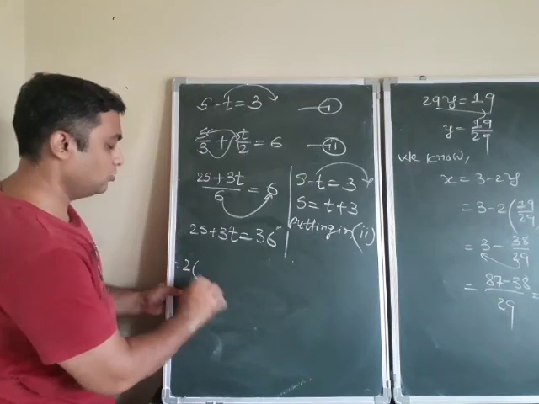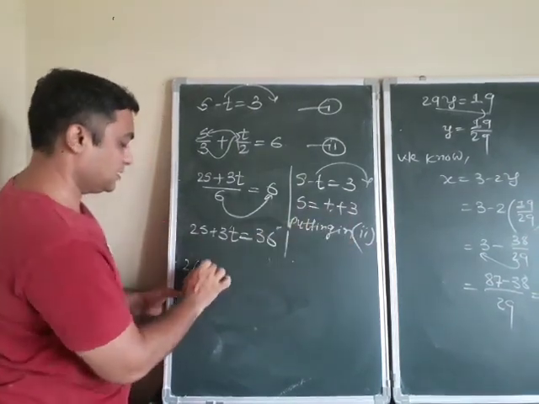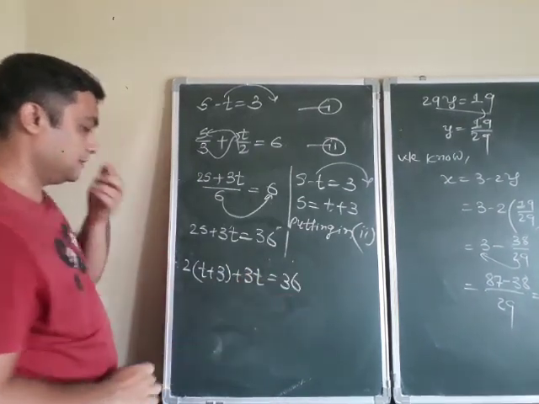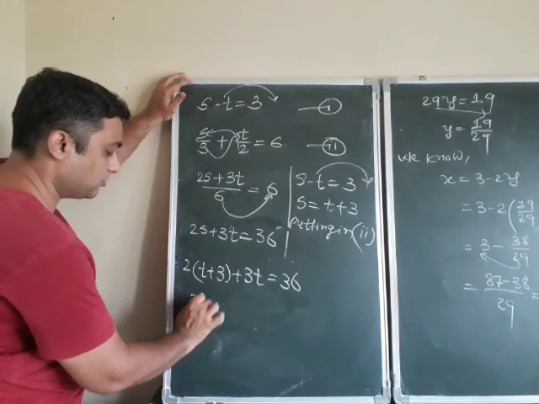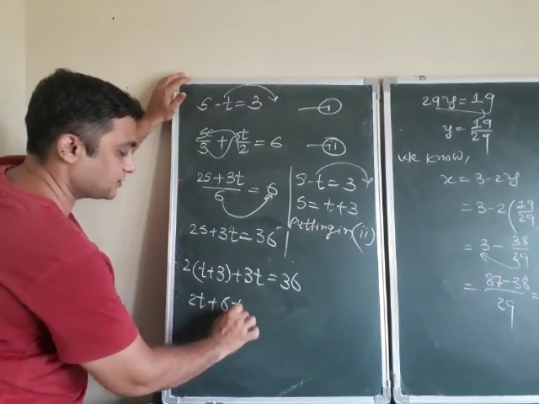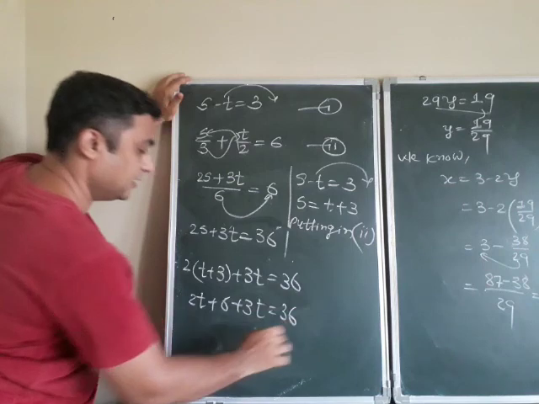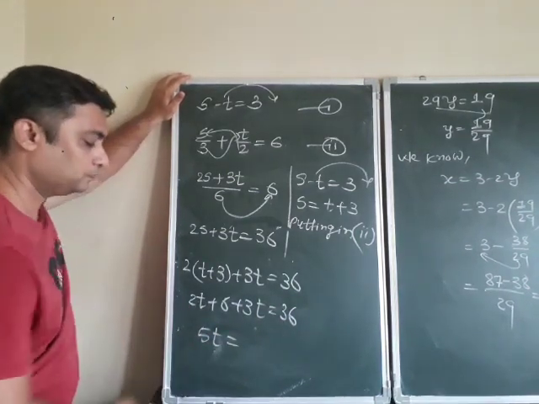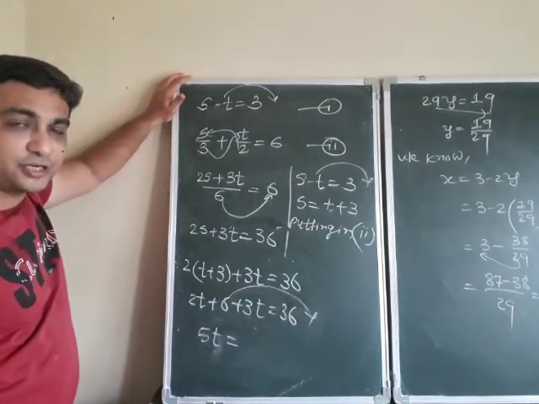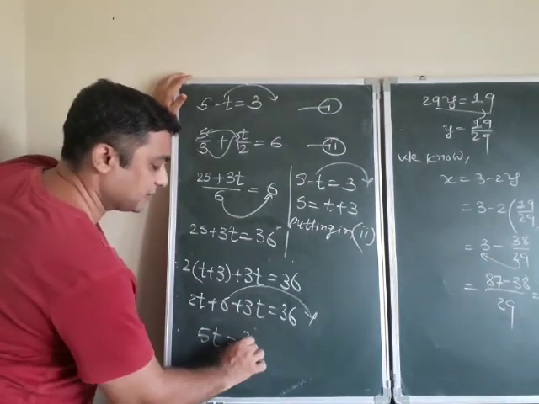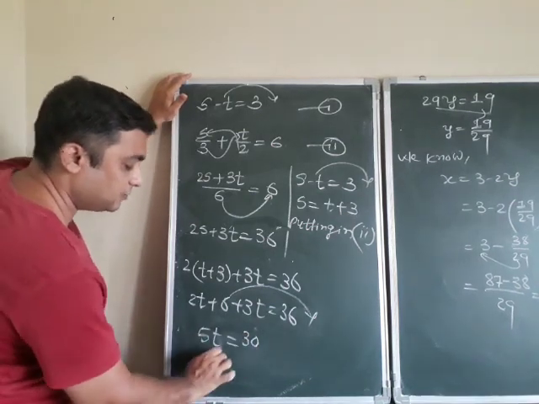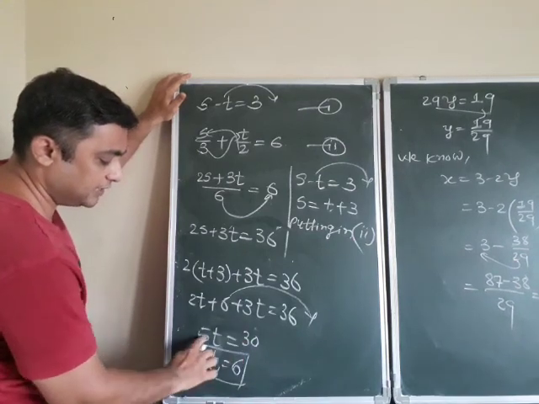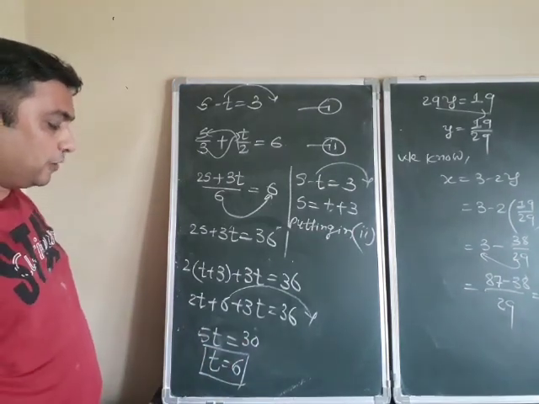So therefore 2 times the value of s, which is t plus 3, plus 3t is equal to 36. Now 2 into t is 2t, plus 3 into 2 is 6, plus 3t is equal to 36. Now 3t plus 2t is 5t, and plus 6 on this side becomes minus 6. So 36 minus 6 is 30. Divide both sides by 5. So t is equal to 6, since 5 upon 5 is 1 and 30 upon 5 is 6. So the value of t is equal to 6.